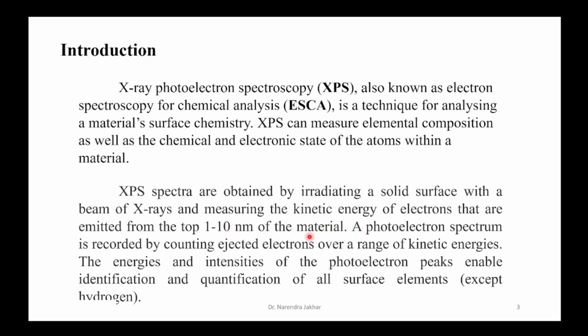A photoelectron spectrum is recorded by counting ejected electrons over a range of kinetic energies, and the energies and intensities of the photoelectron peaks provide us the identification and quantification of all surface elements except hydrogen and helium.